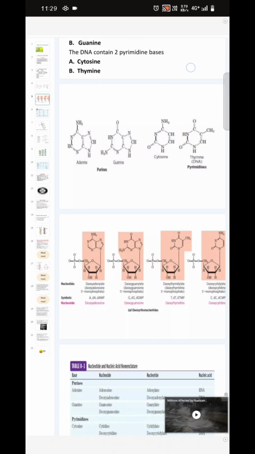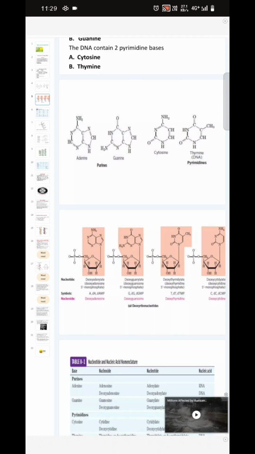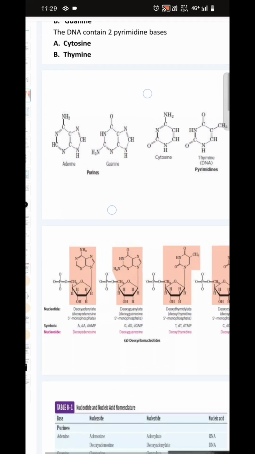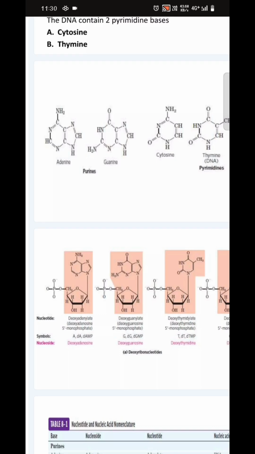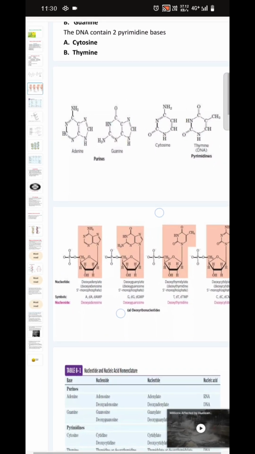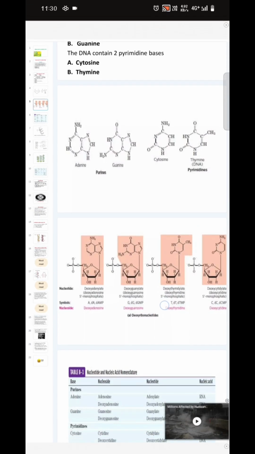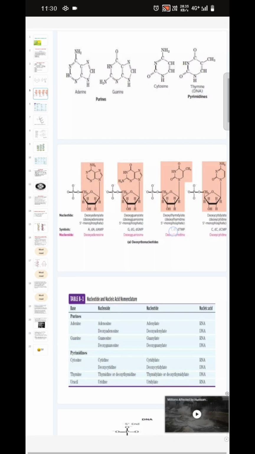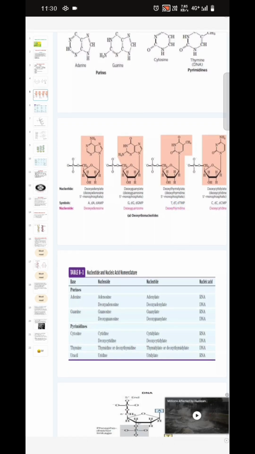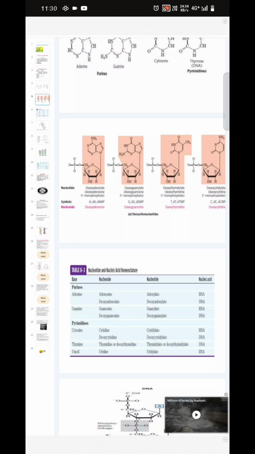On the fourth page, we will see the structures of the purines and pyrimidines. We will observe the purines and the pyrimidines in the fourth page of the PPT. Next, on the fifth page, we will also see the nucleotide symbols and a nucleoside. The picture is dedicated to the structures.